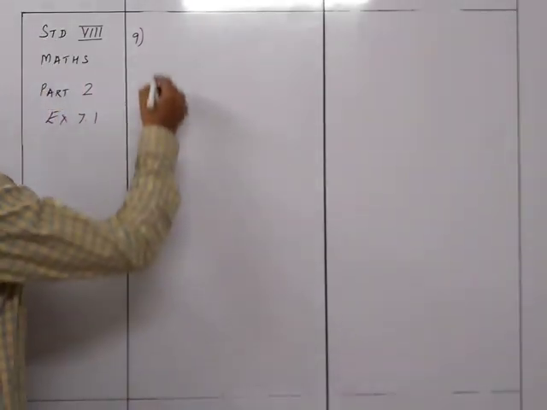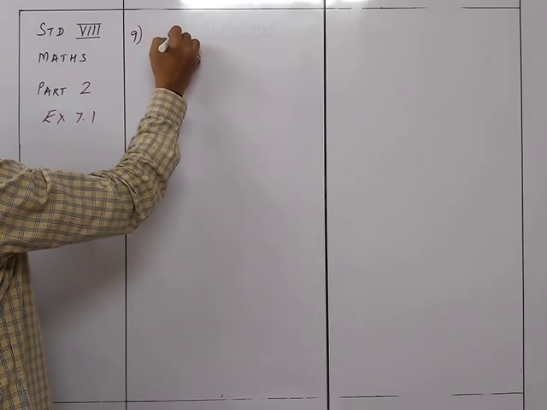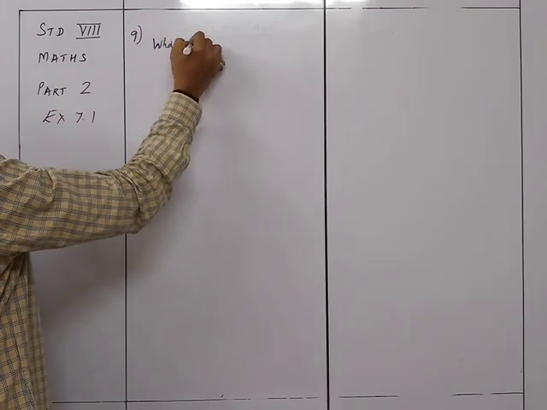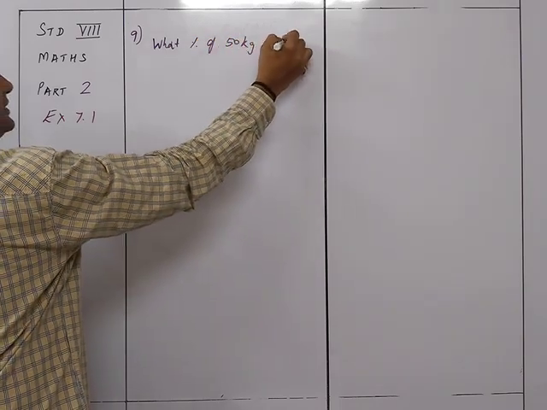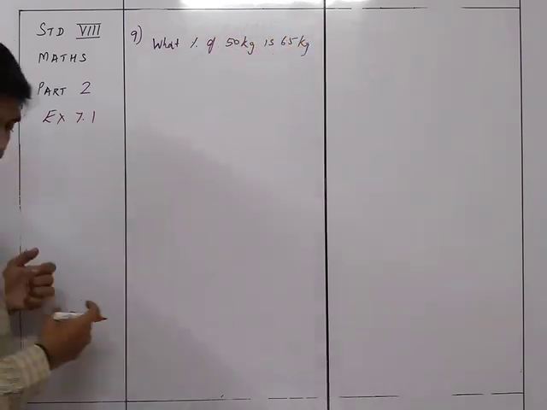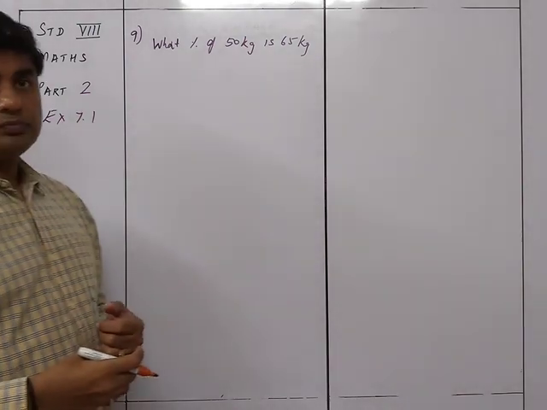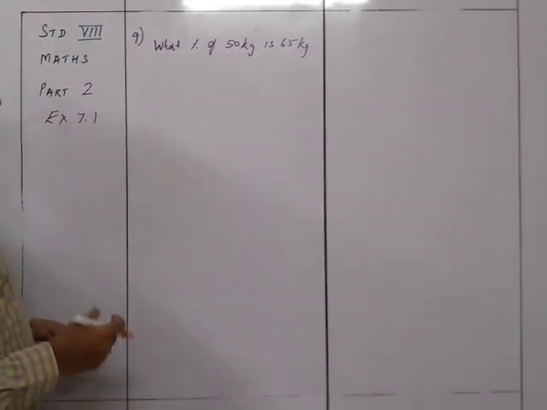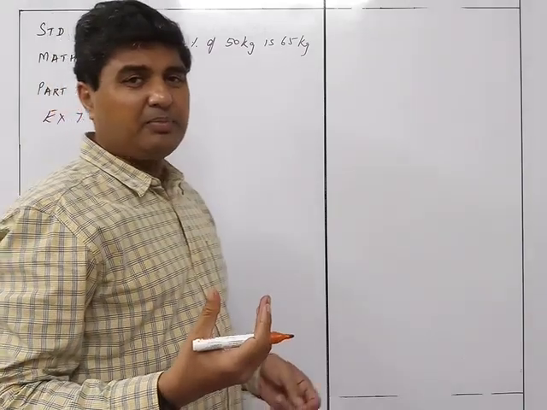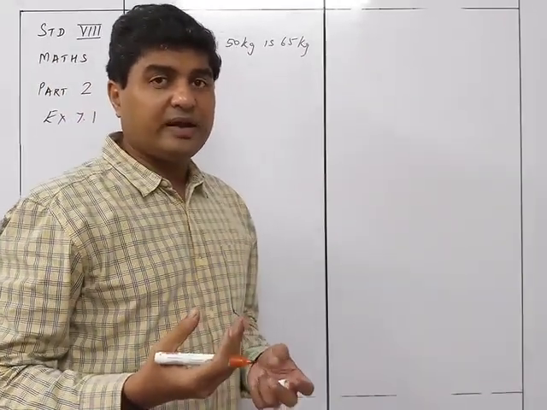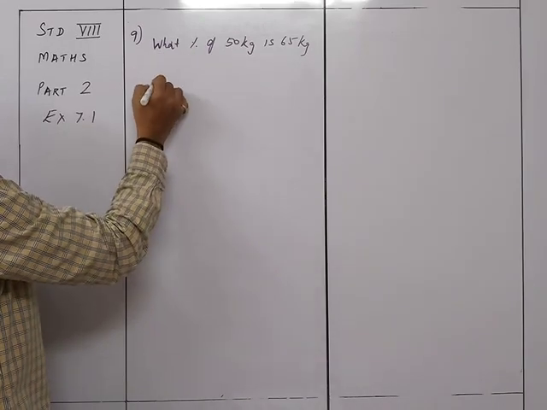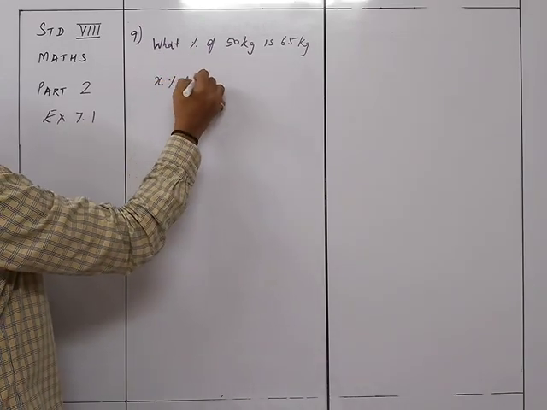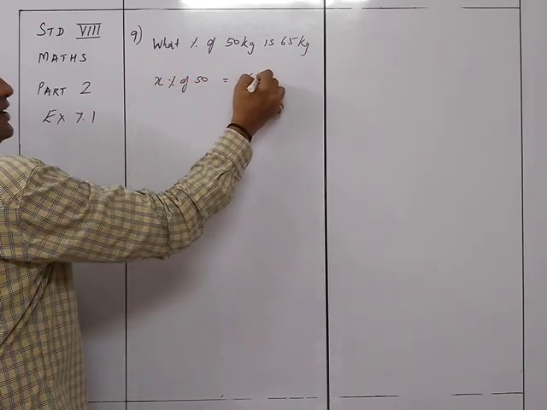It is what percent of 50 kg is 65 kg? Okay, this is the question. See, of course you can make a formula for this thing, but I would not like you to do that. Instead of that, you understand it this way, that let's take x percent. So it is that x percent of 50 is equal to 65.